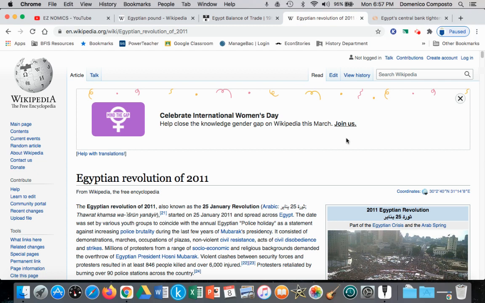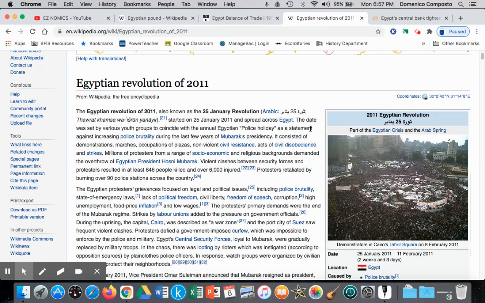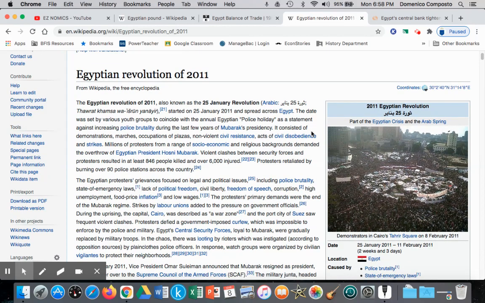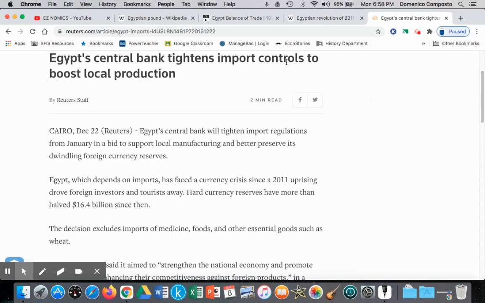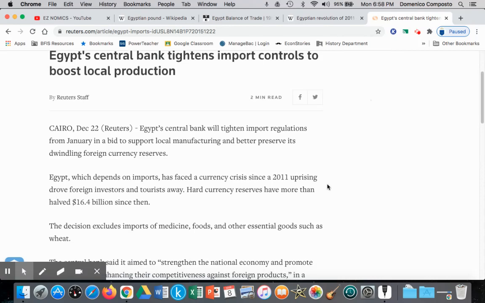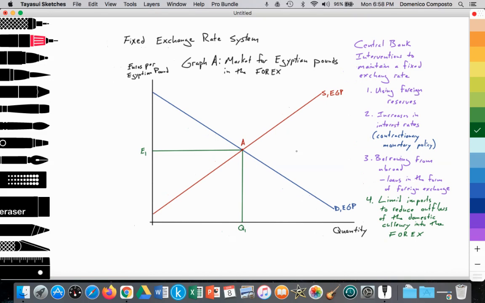So the Egyptian revolution of 2011 definitely caused disruption in terms of their trade and also disrupted their ability to export. And we're going to use that as our example. In addition, we're going to look at Egypt's central bank resorting to import controls in order to prop up their currency in the foreign exchange market. Okay, so these are just some contextual examples. This is not 100% accurate in terms of its application to the model, but it's just going to be used to illustrate a fixed exchange rate system.